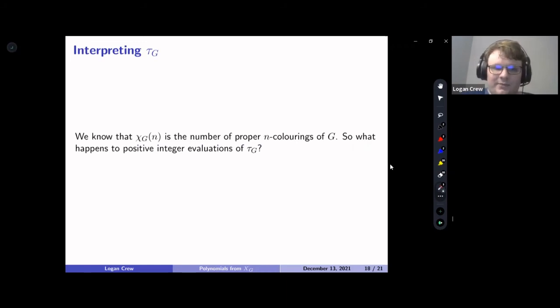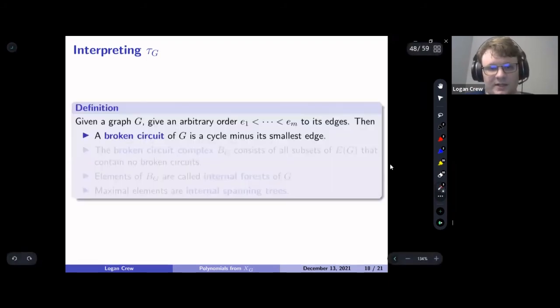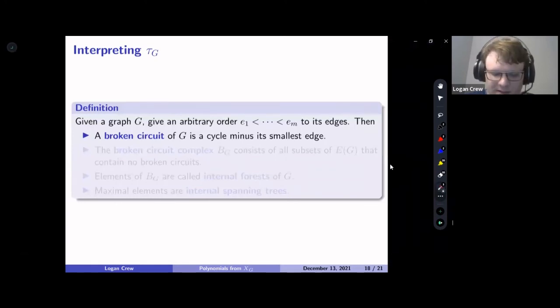Well, let's start with, we know that chi g of n, we defined it originally, in fact, as the number of proper n-colorings of g. So what we found is we found some coefficient evaluations for tau g. Can we say more about those? Do those coefficients or its evaluations have some sort of meaning? To do this, we're going to go into a little bit of Tutte-style activity stuff.